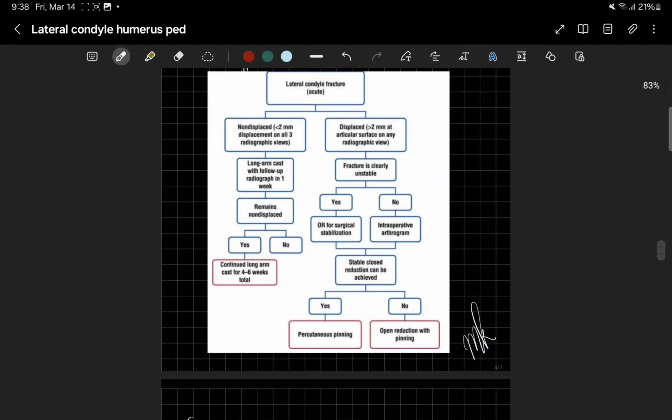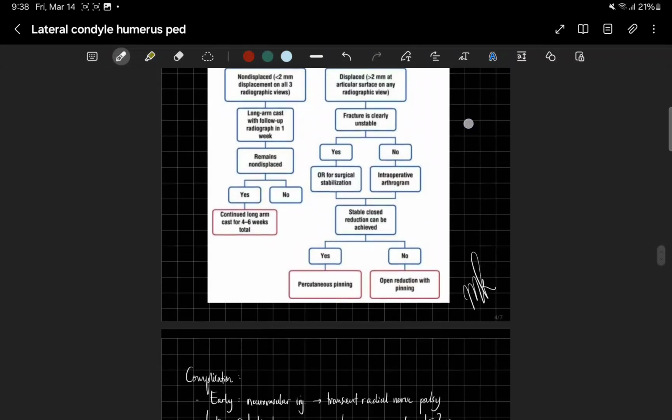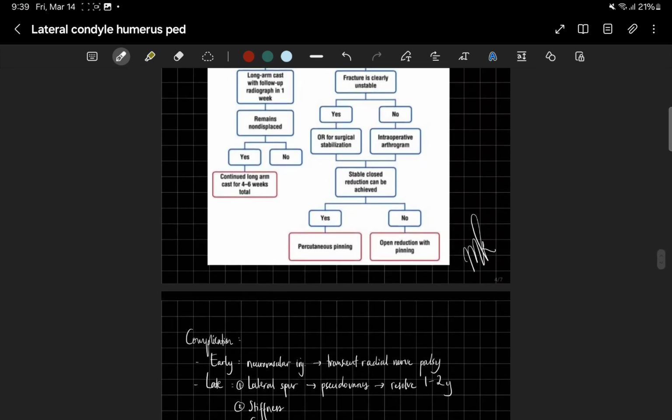Rockwood stated clearly that for an acute lateral condyle fracture, it depends on whether it is non-displaced or displaced. For the non-displaced one, we can do a long arm cast. Meanwhile, for the displaced fracture, we need to see under fluoroscopy whether it is stable or not. If it is stable, we can do closed reduction with percutaneous pinning, or if it is unstable, then we move on to open reduction.